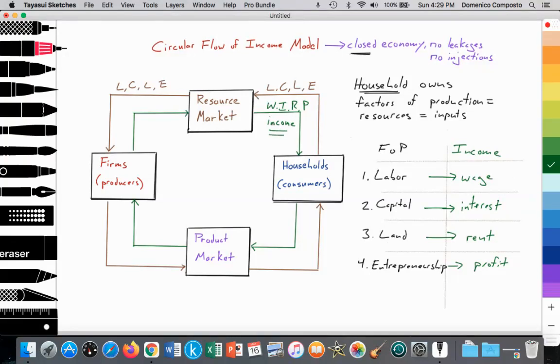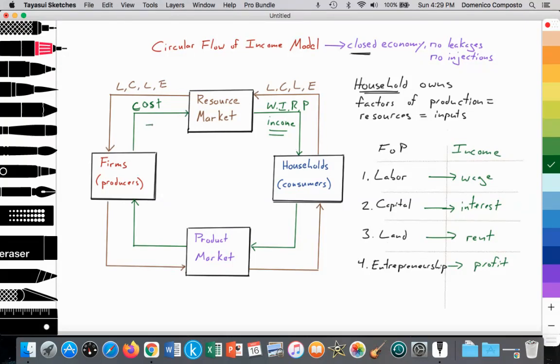So if the household generates income from offering their land, labor, capital, entrepreneurship, that is effectively a cost to the firm. It could be variable costs, fixed costs. Firms offer money to acquire those resources, which is a cost for them, but it becomes a form of income for the household.